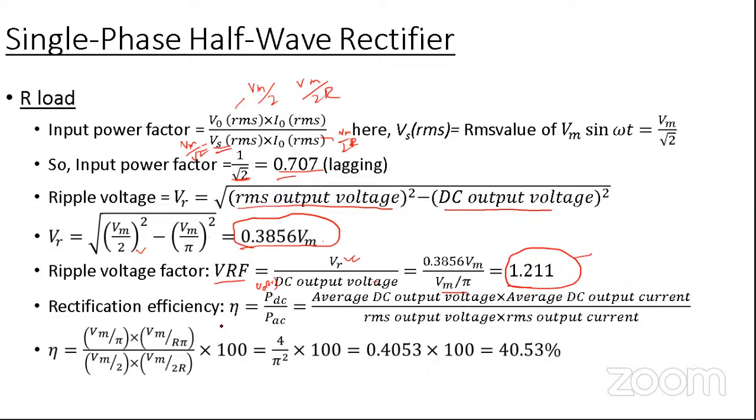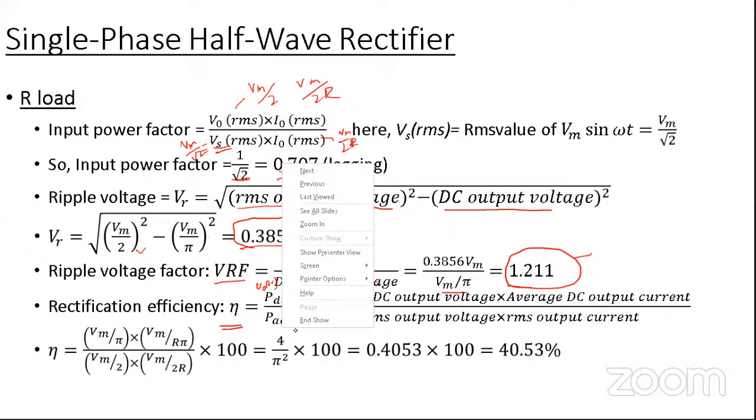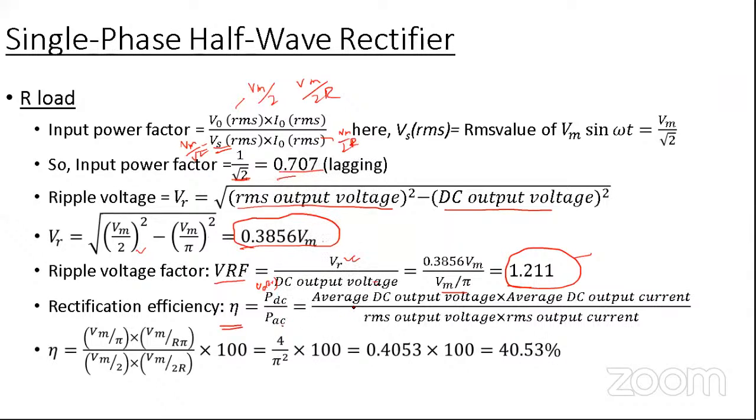Now you have to find out the rectification efficiency. Rectification efficiency is basically the DC output power divided by the AC input power. DC output power is DC output voltage into DC output current, and AC power is RMS output voltage into RMS output current. So here you just replace Vm by pi, Vm by R pi, Vm by 2, Vm by 2R, into 100. So that is basically 40%. So in the half-wave rectification scheme, rectification efficiency is very poor, in the range of 40.53%.